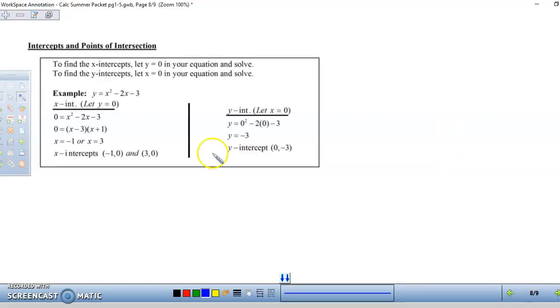Okay, last thing here, intercepts should be fairly straightforward. For x-intercepts, you just plug in y equals 0. Most of the time you're going to be factoring like this. And then you're going to have your intercepts. The y-intercept is when you just plug in x equals 0. That's always the easier version.